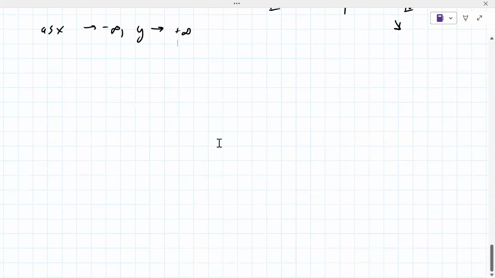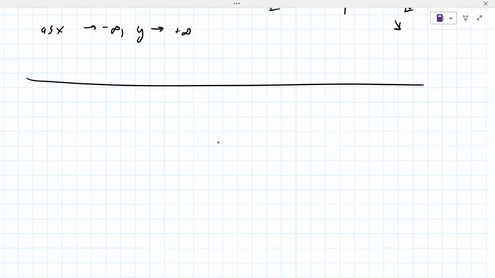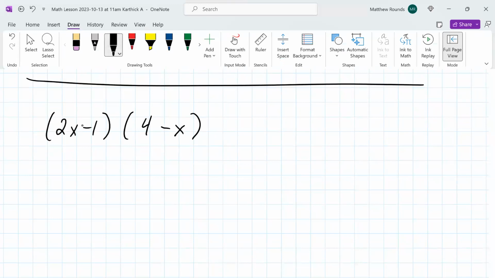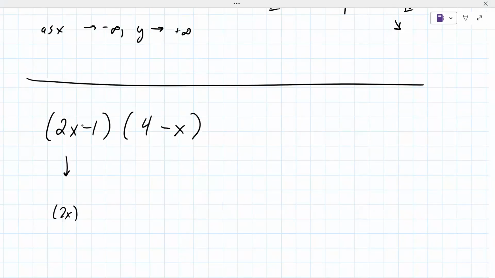So here's some other things that could happen. What if the polynomial is written this way? 2x minus 1 times 4 minus x. This time you have to extract the 2x, and then this is negative x. Is that clear why that would be? Because the negative goes with it.